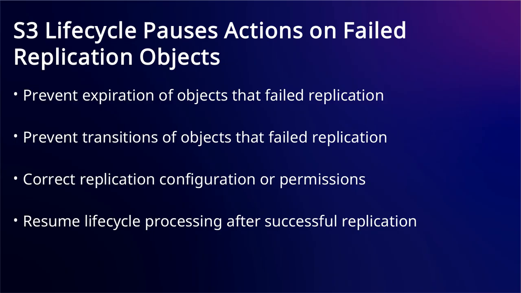When replication fails due to incorrect permissions or configuration, objects could be expired or transitioned by lifecycle rules before replication issues were resolved, resulting in data loss or inconsistencies across regions. S3 Lifecycle now automatically pauses expiration and transition actions on objects that have failed replication, even when they match your lifecycle rules. You can correct your replication configuration or permissions, then use S3 Batch Replication to replicate the previously failed objects. Once replication succeeds, S3 Lifecycle automatically resumes processing these objects according to your configured rules.